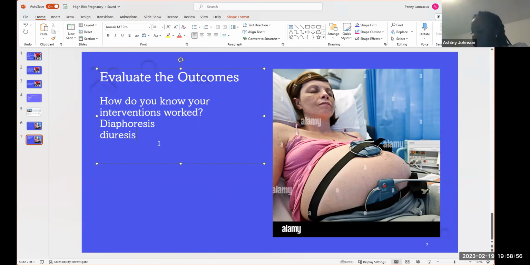So outside of pregnancy, if you have a client with congestive heart failure, you are giving diuretics and you want to see diuresis, okay? You want to see that occurring.